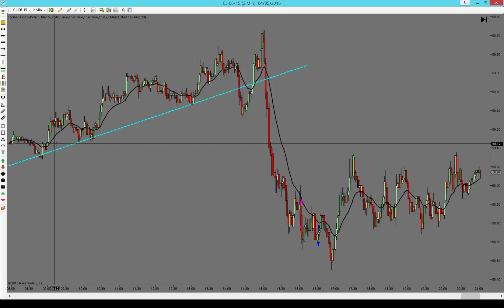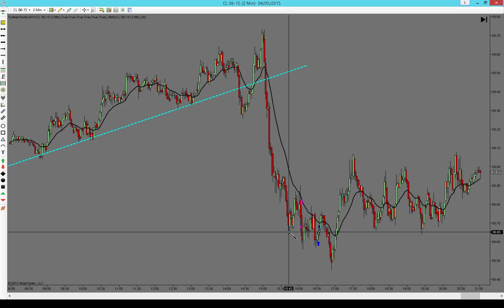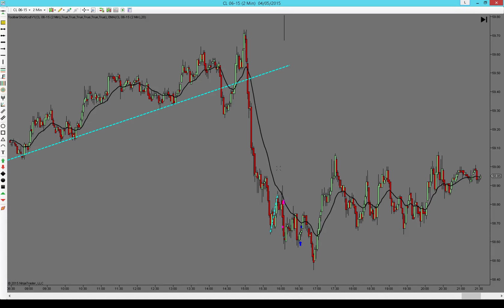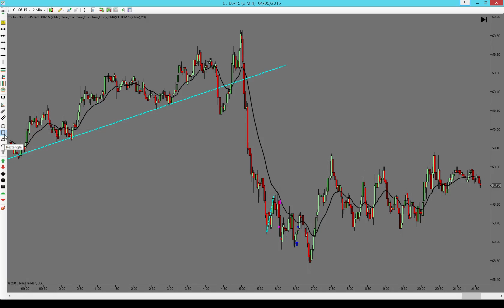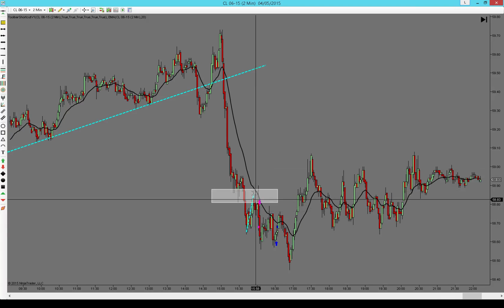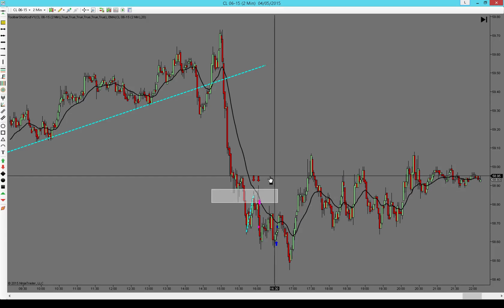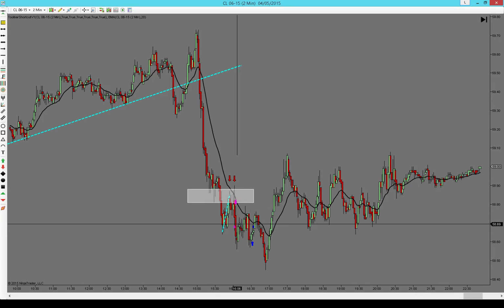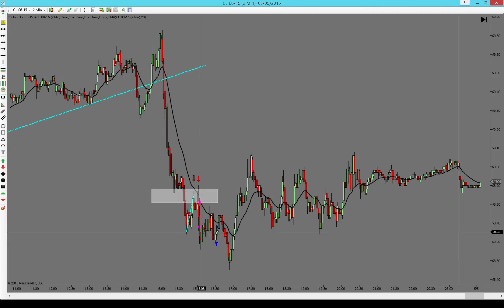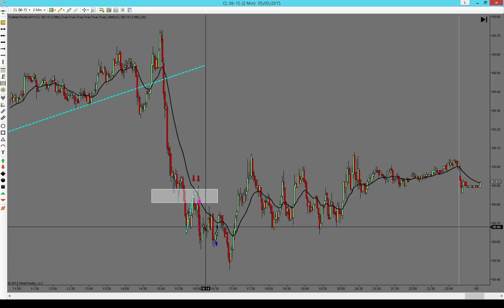We eventually got it. There was a pullback to a valid resistance area. The resistance area was sitting here. There was one attempt and a second attempt to break that resistance back up. It failed. The setup occurred with entry at 68.